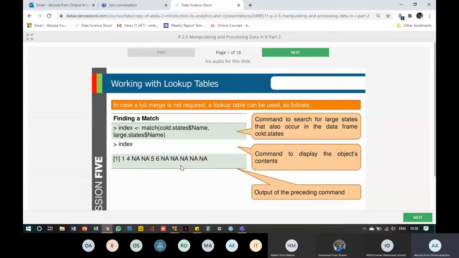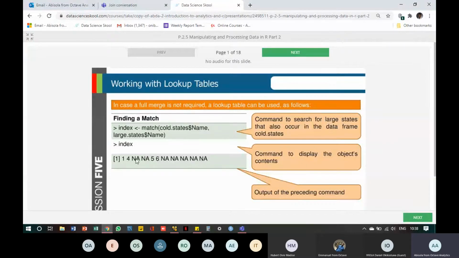That means you have to do a merging, and that merging is what will tell you that, okay, rows 1, 2, 3, or names 1, 2, 3 are also present in large states. There are also rows 1, 2, 3 in large states, which means that rows 1, 2, 3 are cold states and at the same time large states. So that is what is called finding a match.